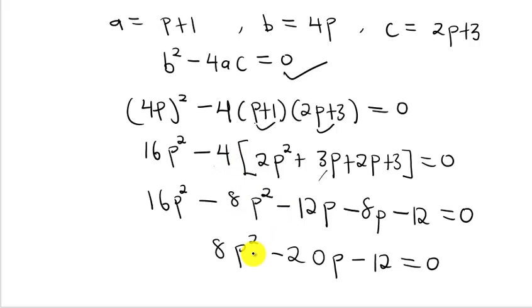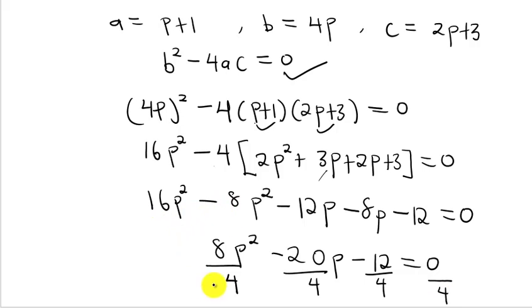Now there is a common factor, and that common factor is 4. So we divide each term by 4. In fact, this is not going to change the actual value of p. If you maintain the equation as it is, then you solve, you get the same answer.